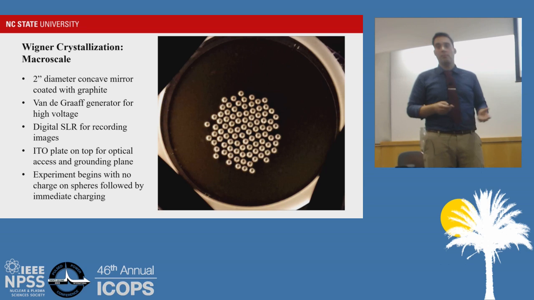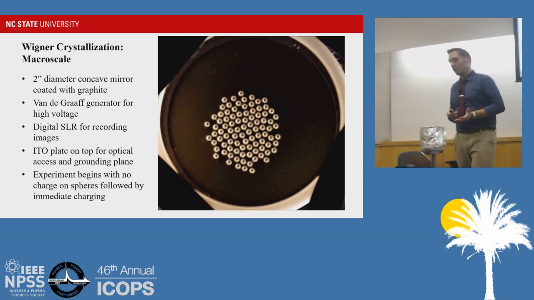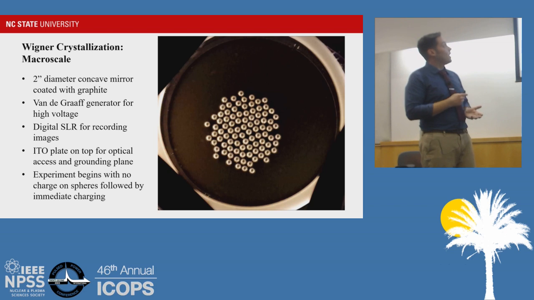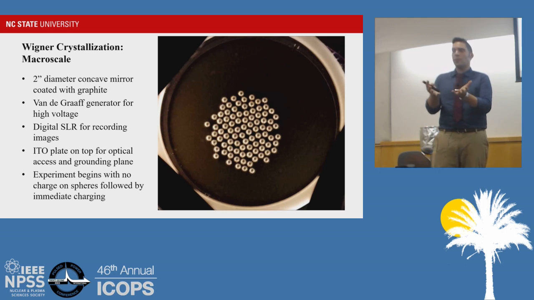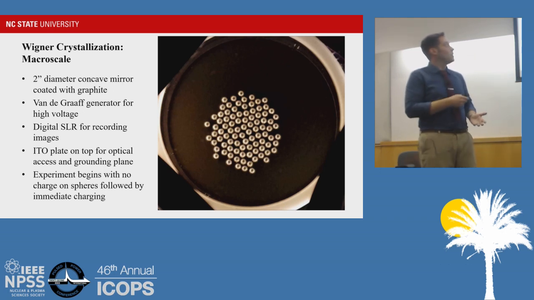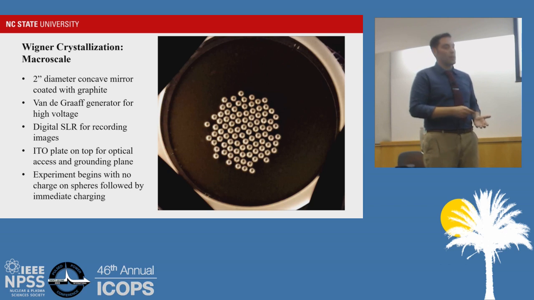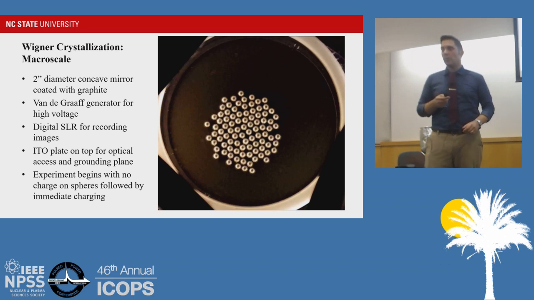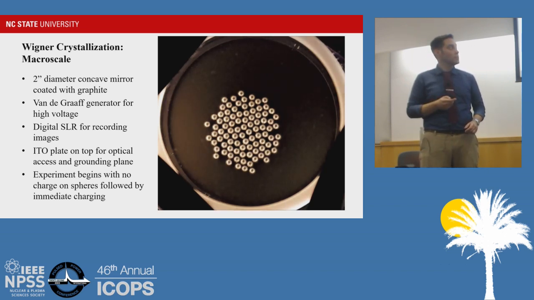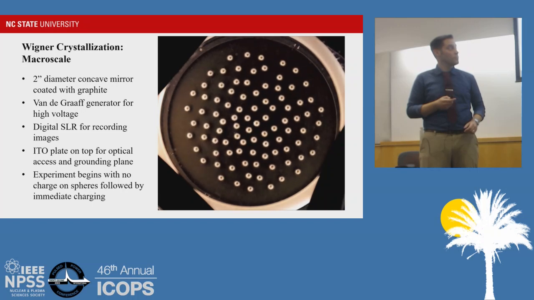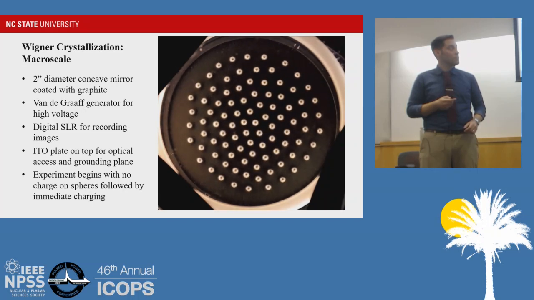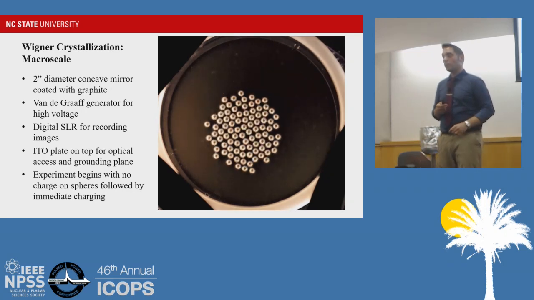So here's the realization of Wigner crystallization. I have a 2-inch diameter concave mirror. It's a pretty shallow mirror, but it has a curvature to it. And I've coated it with graphite so that it is conductive. So the aluminum balls are conducting, in contact with a conductor. And I attach that to a high voltage Van de Graaff generator. And then I apply voltage. And this is what happens. And it happens in 6 seconds. And a crystal is formed, all in 6 seconds.